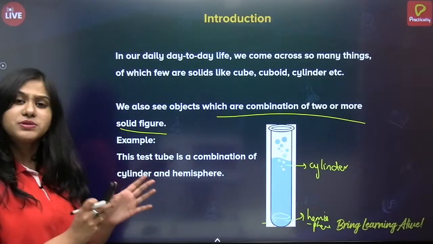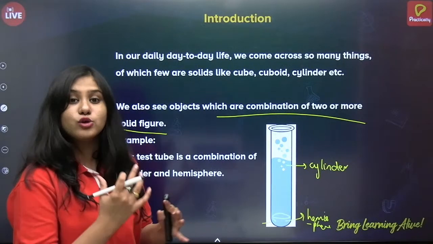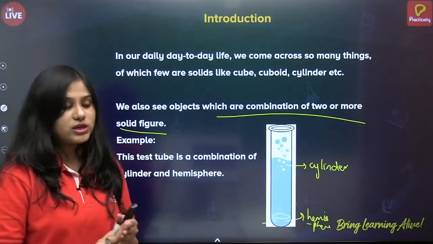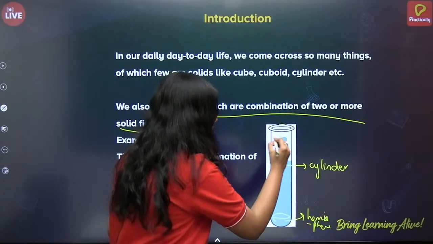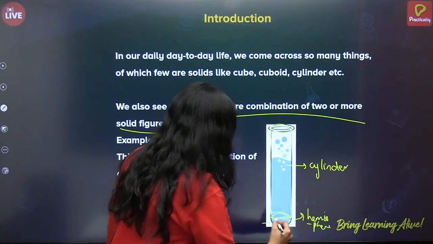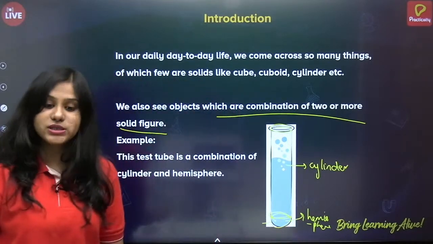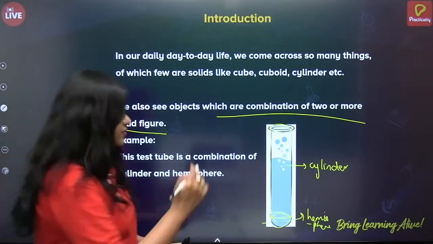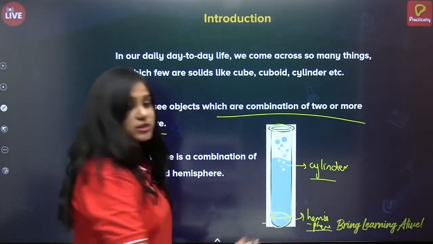So when you observe it carefully, you will notice that this test tube is a combination of two solids. The top part from here till here is a cylinder, and the bottom part is nothing but a hemisphere. So this test tube is the combination of cylinder plus hemisphere.